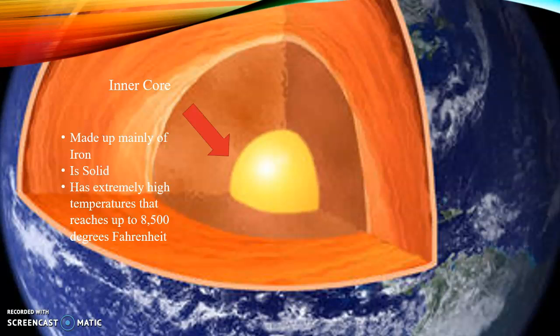Lastly, we have the inner core. The inner core is the fourth layer inside the Earth. It is a solid metallic ball made mainly of iron. The inner core has extremely high temperatures that range between 7,200 and 8,500 degrees Fahrenheit.